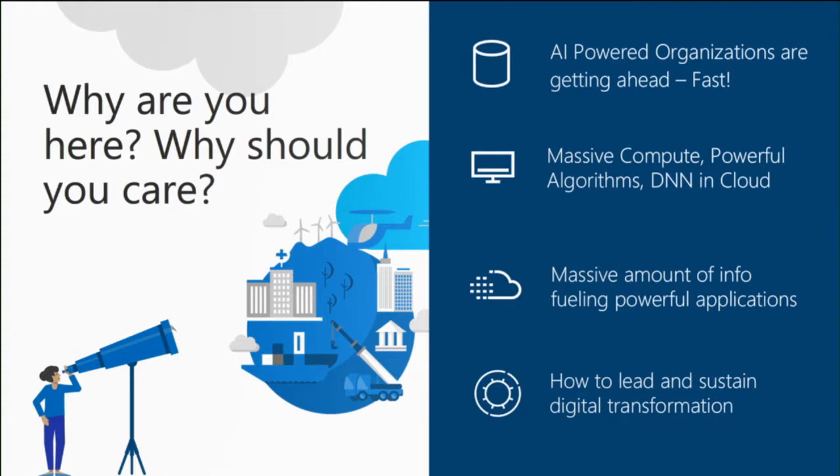Why are we here? AI-powered organizations are rapidly getting ahead of the rest of the crowd. With massive compute power, deep neural networks, and advanced algorithms available on cloud already, a massive amount of data is getting transformed into information daily, which is powering all of these powerful apps. When companies start to build these apps, unfortunately today it's a long process, time-consuming, and buggy, and we are here to make this process shorter and reduce the time to production.